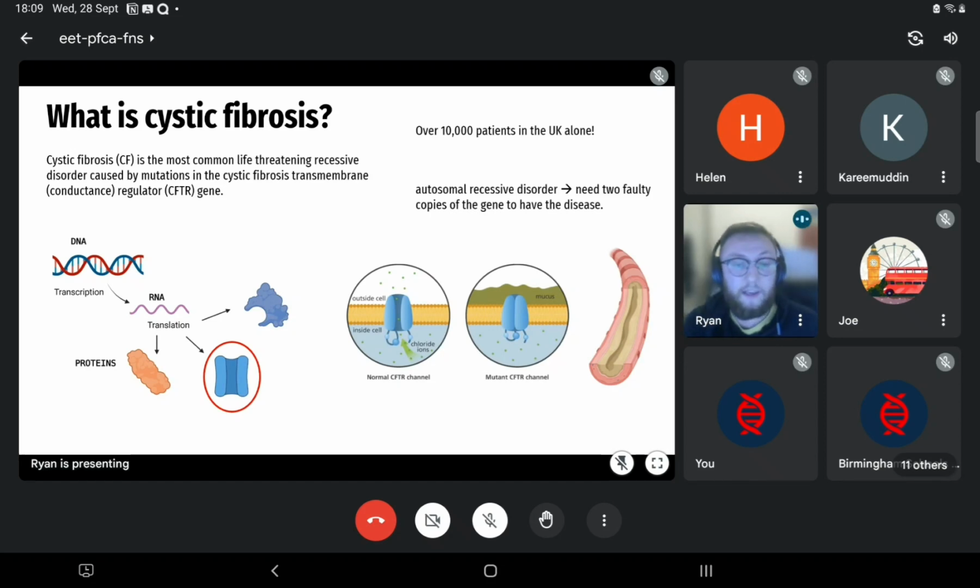The protein normally lets chloride ions pass through it, which are negative ions. Sodium ions would then follow because they're positive, and after the sodium would follow water, because water is attracted to sodium. So if you've not got any chloride moving through the cell, you've got no sodium, so you've got no water. So the mucus above those cells in the epithelium has no water in it. It's really thick and viscous, and that's the hallmark of CF.